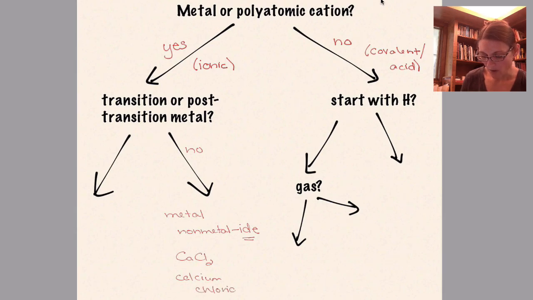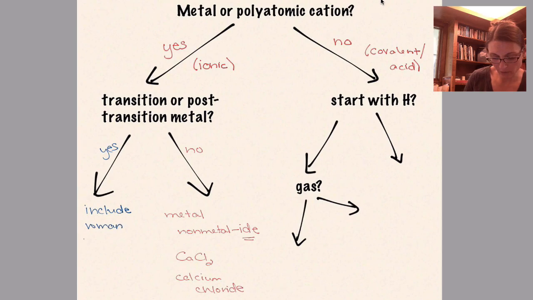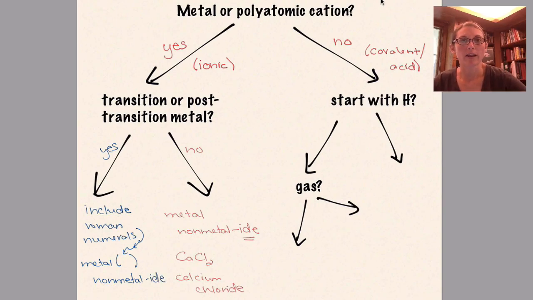chloride. If you do have a transition or post-transition metal, something with a variable charge, then you just need to include what the charge is with Roman numerals. And so your name is simply the metal, and then the charge using those Roman numerals, and then again your non-metal with that -ide ending. If you don't have a metal or a polyatomic cation, then you have either a covalent compound or you have an acid.